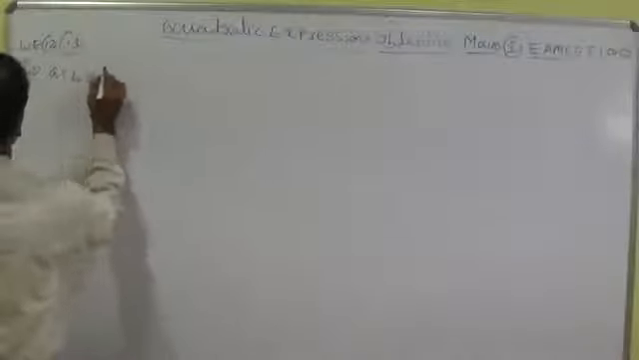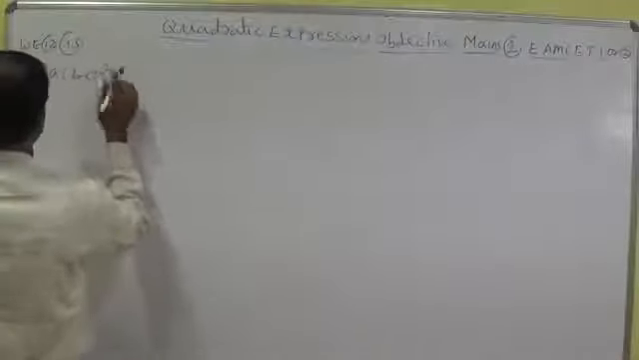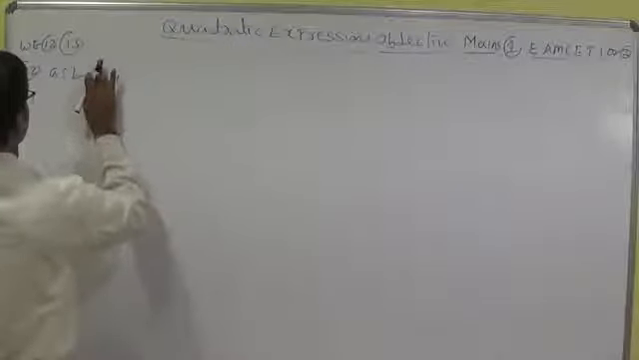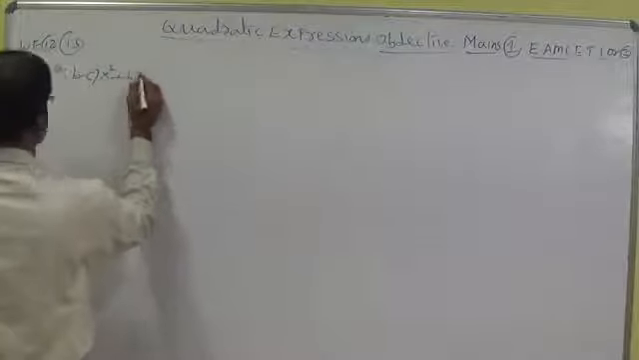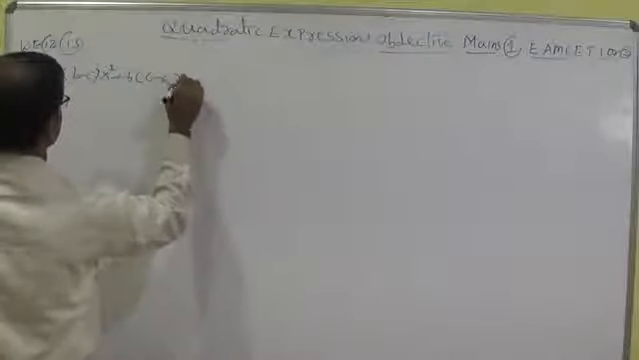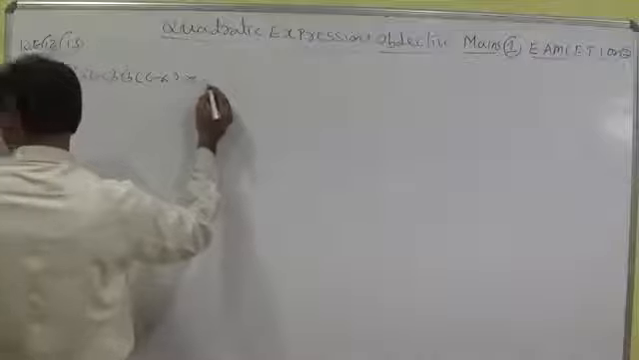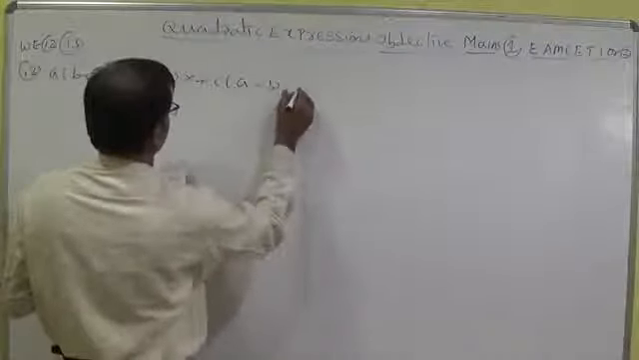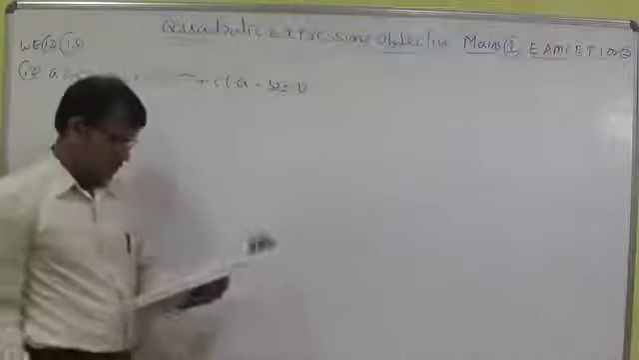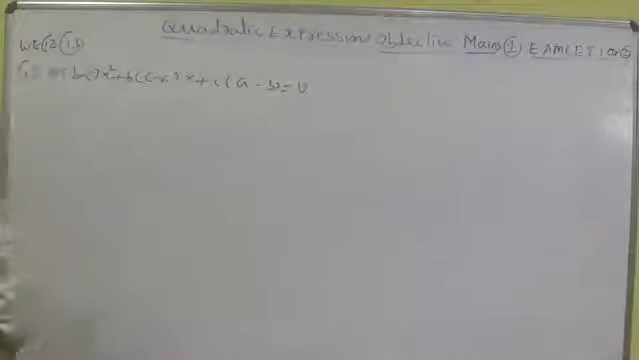Worked example 12 and 13. See the worked example 12 question: a(b − c)x² + b(c − a)x + c(a − b) = 0.